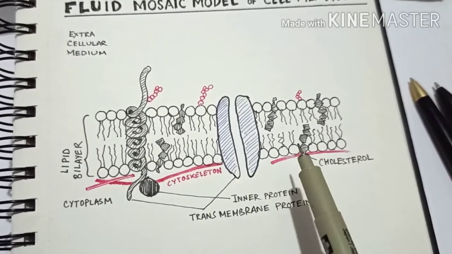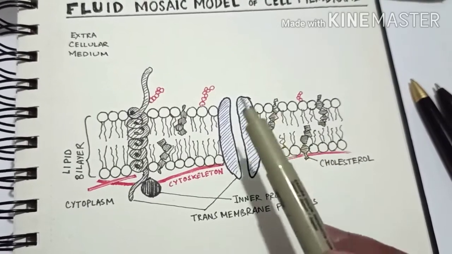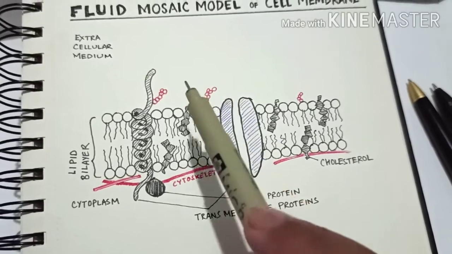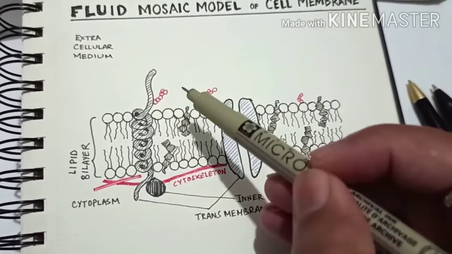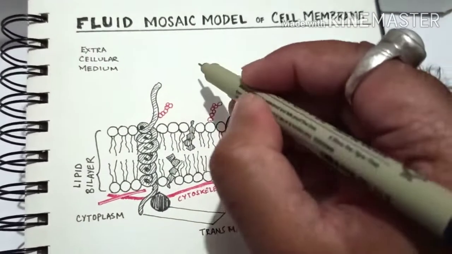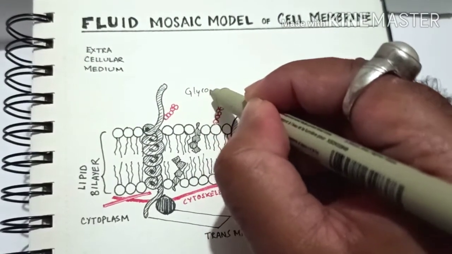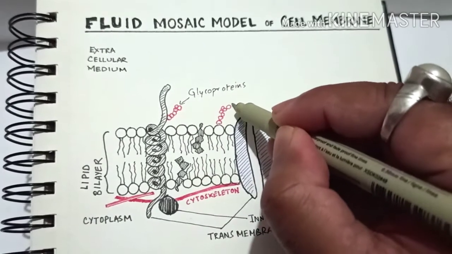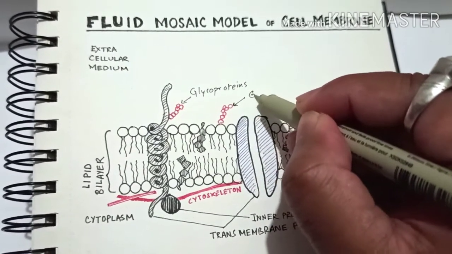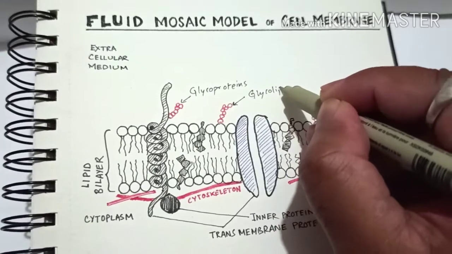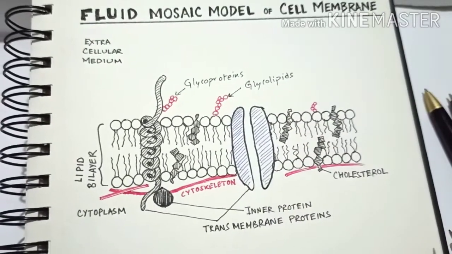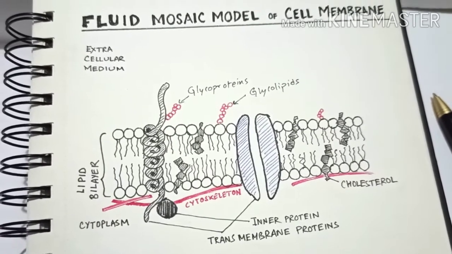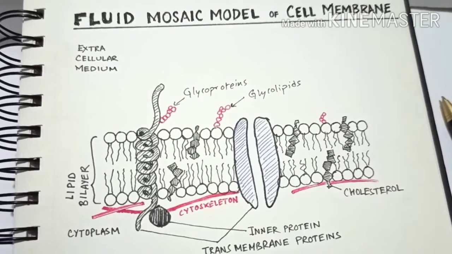The next major component of the cell can be called these two. They are carbohydrates. The carbohydrates which are bound to the protein are called glycoproteins, and the ones bound to the lipid are called glycolipids. Their major purpose is recognition. We will come to that later on.